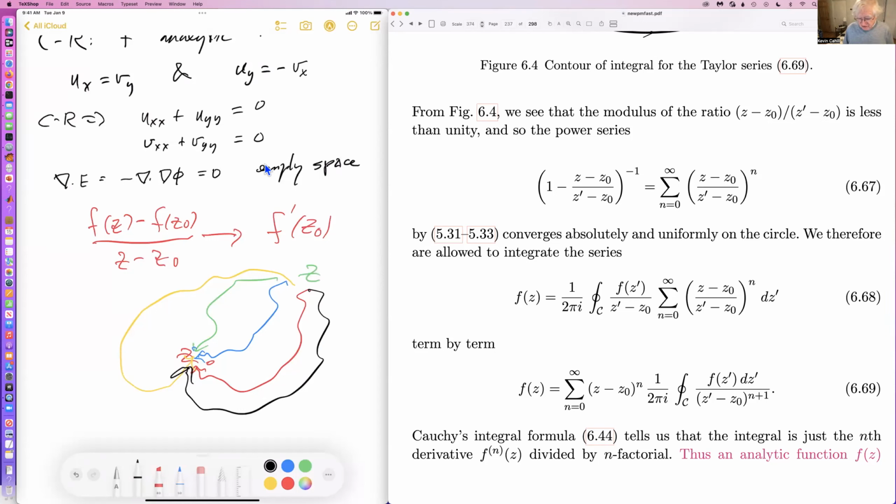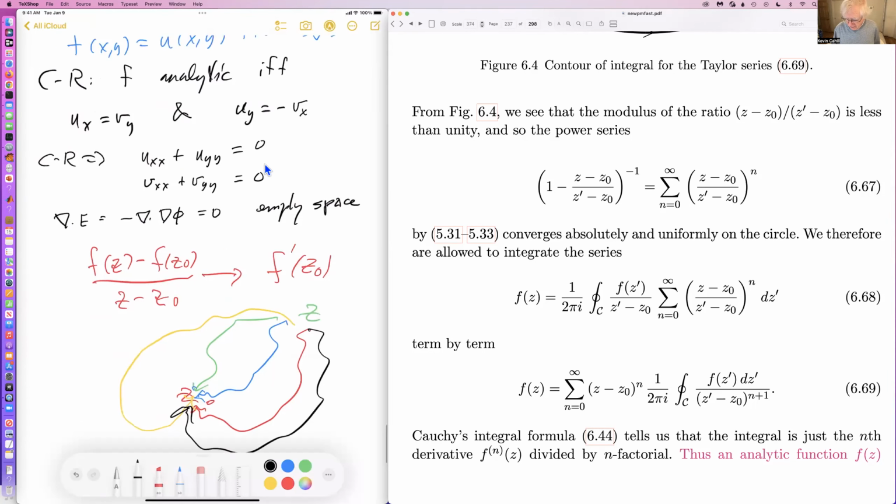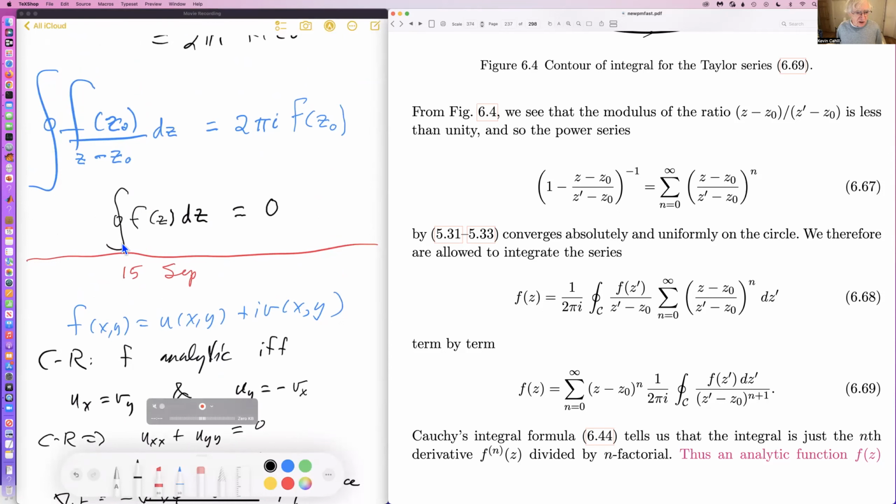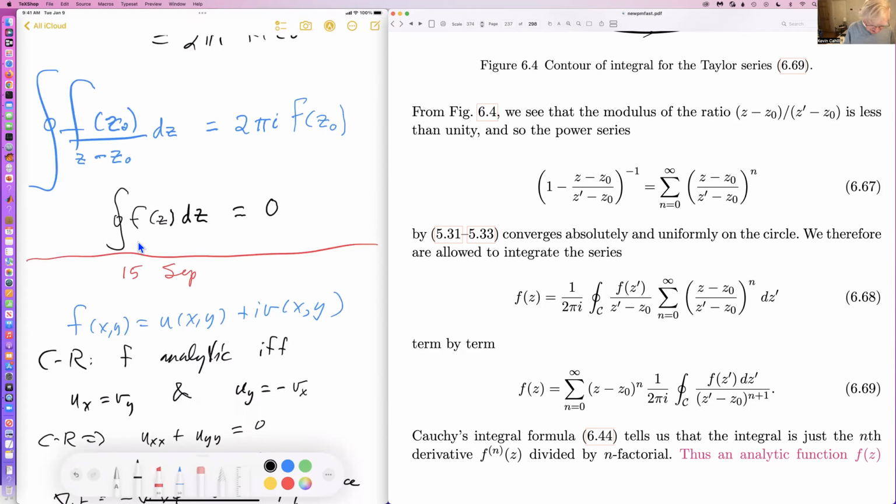If a function is differentiable inside a disk, it's analytic in the disk. And if a function's analytic, then a loop integral, as long as the loop and everything inside the loop lies inside the region where f is analytic, then the loop integral vanishes.